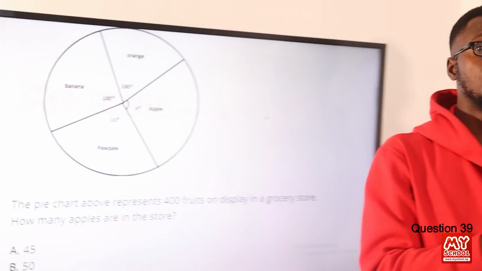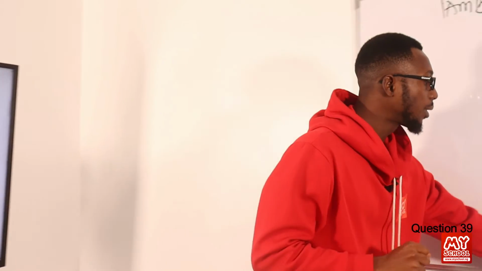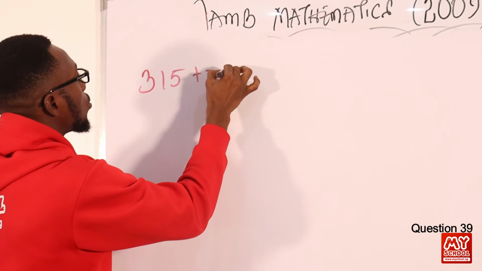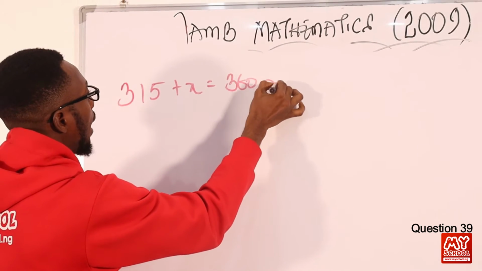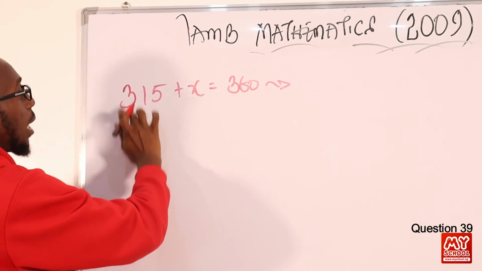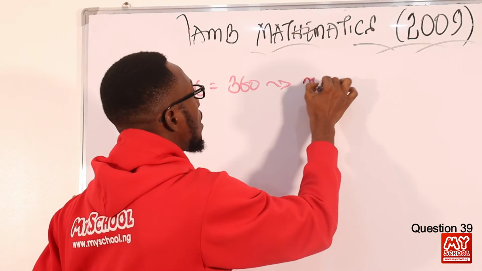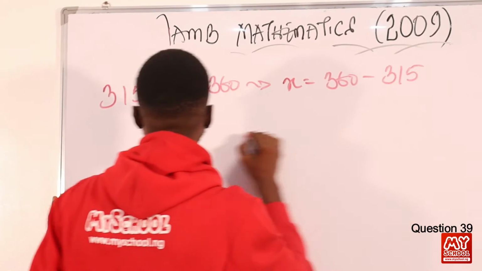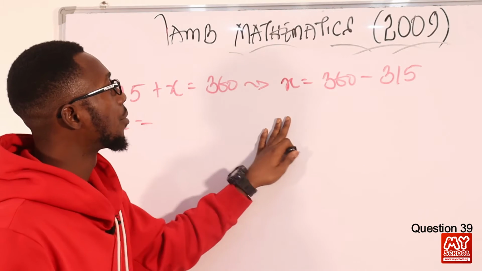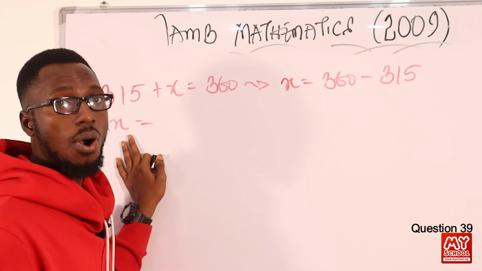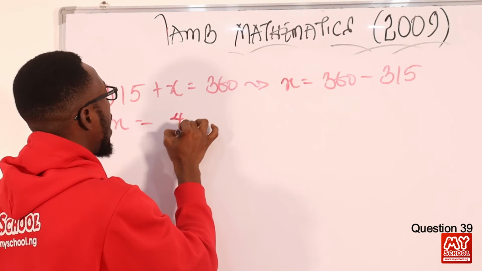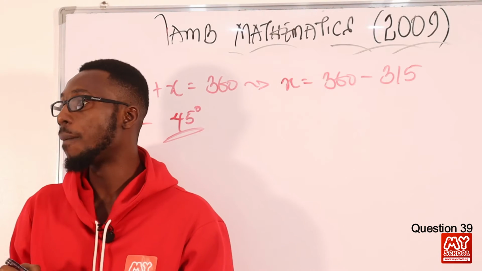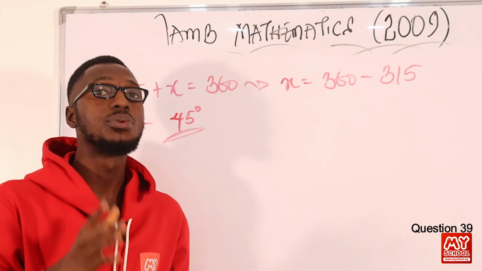Let's do that on our whiteboard. I have 315 plus x equals 360. Making x the subject, I send this outside, so x equals 360 minus 315. That tells me the degree assigned for apple is 45 degrees. But we are not just looking for the degrees, we are looking for the quantity. How many apples are there in the store?